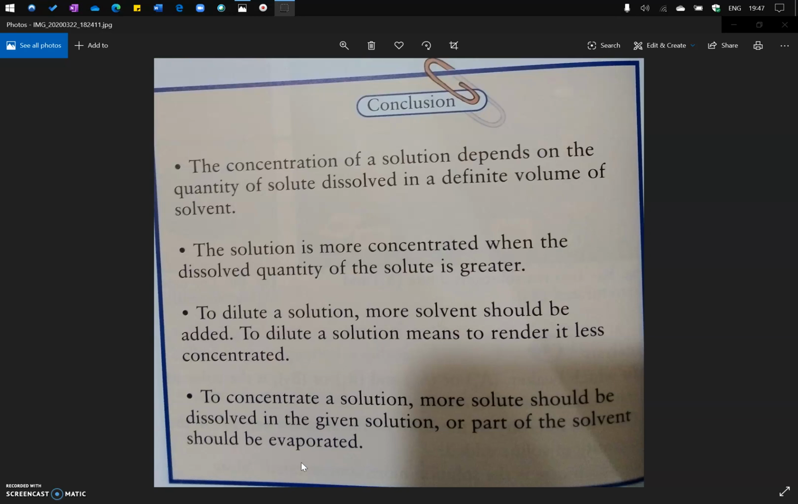So what happens is some of the solvent, some of the water will evaporate, and then we stop before all the solvent is evaporated, and what we have is a solution with less solvent and more solute, so it's more concentrated.